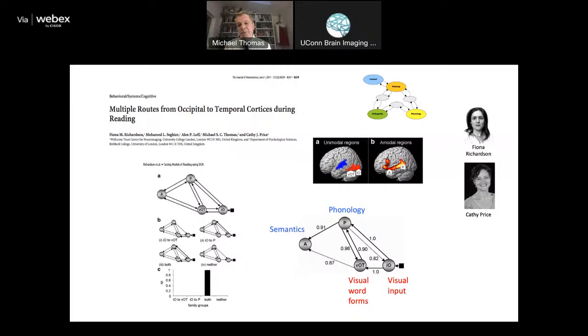And we used this approach to try and identify in each individual what the key regions were for either unimodal representations of phonology or visual word forms, or amodal representations of word meanings. And then we built a dynamic causal model to try and understand that as individuals read, what are the changes in the functional connectivity over time between these different regions, to try and work out what regions are driving changes in the activation in other regions.